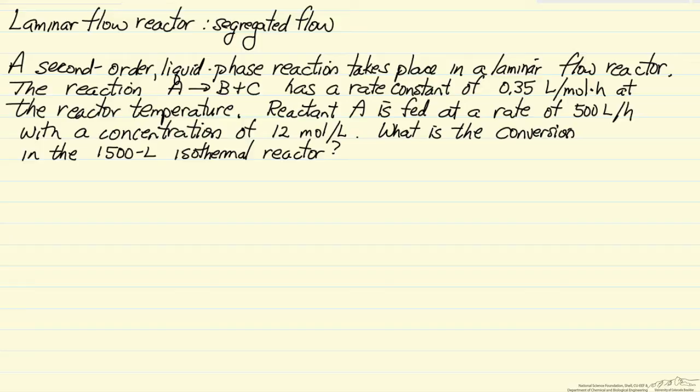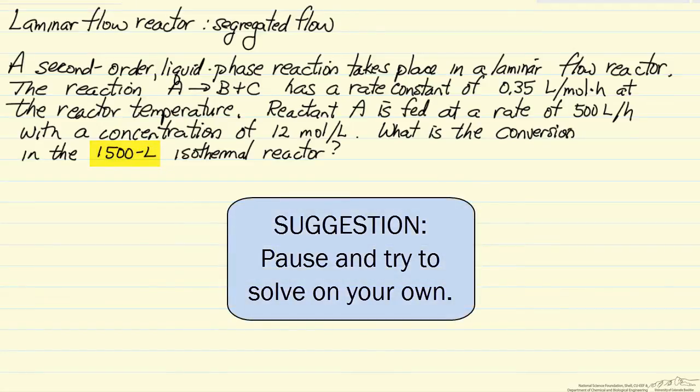So we have a second order reaction. We're given the rate constant, isothermal reactor, and we're given feed concentrations and feed volumetric flow rates. And the question is, what is the conversion in this laminar flow reactor for a volume of 1,500 liters?